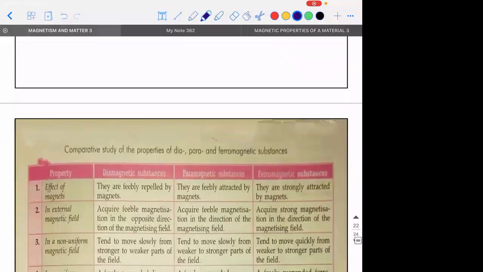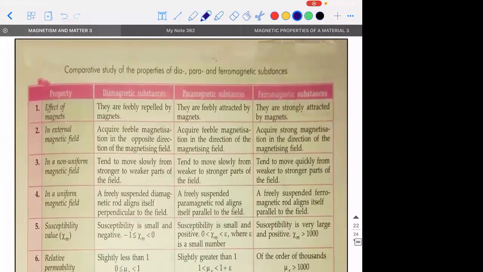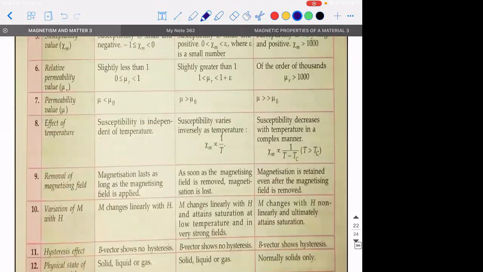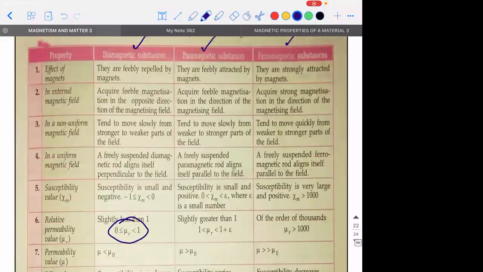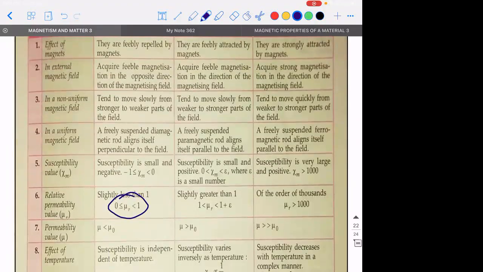Okay. So basically, you have materials which are diamagnetic in nature, paramagnetic in nature, and ferromagnetic in nature. These are all the comparative studies we are going to do. Suppose somebody tells you the relative permeability of a material is between 0 to 1. Tell me what type of material can it be? Then it will be a diamagnetic material. Like we'll be taking different conditions and try to analyze the situation.